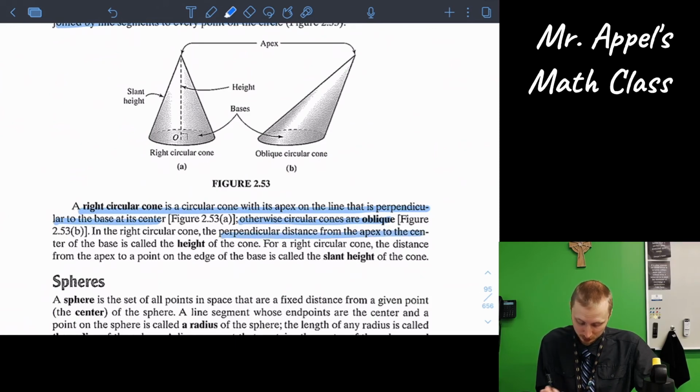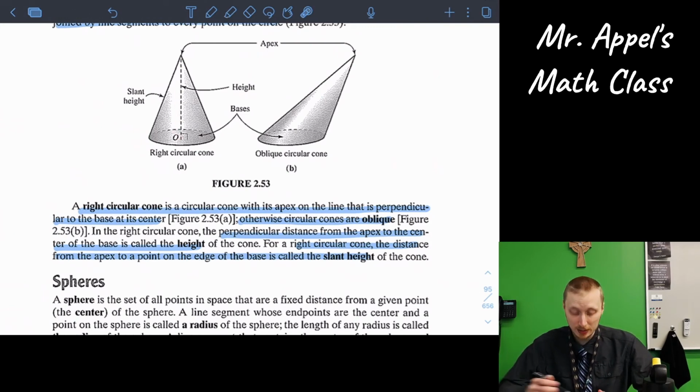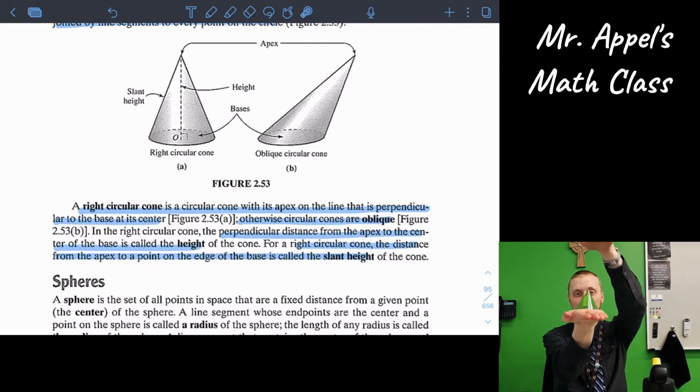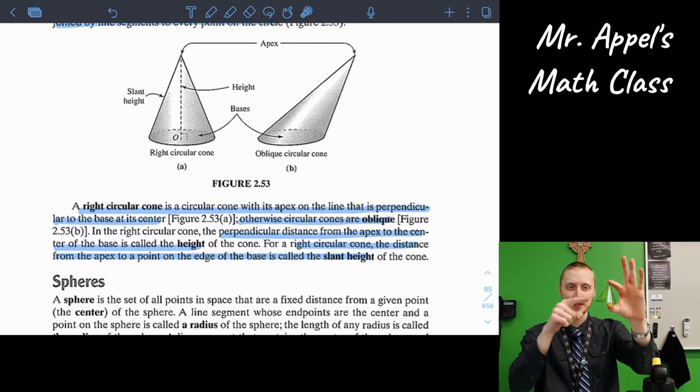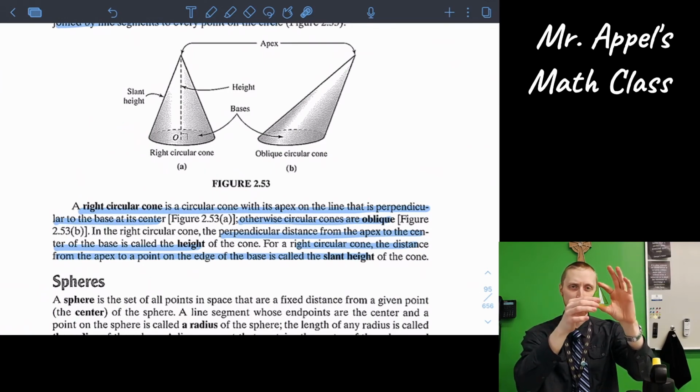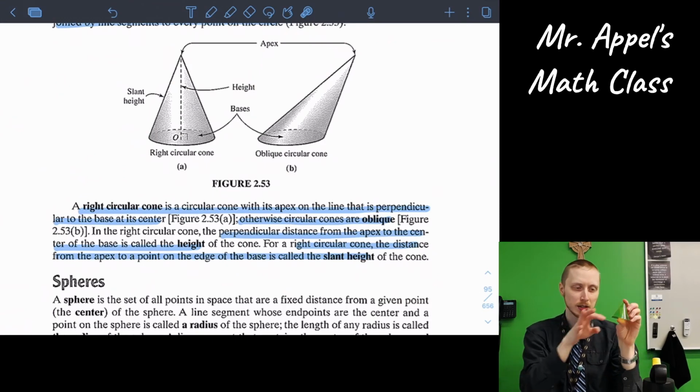So perpendicular distance is the height. For a right circular cone, the distance from apex to a point on the edge is called the slant height. So notice the difference there. Just like the pyramid, the true height is, if I place the cone between my hands, how far apart are my hands? That's the true height. The slant height is how far along the side. If this was a building and you wanted to climb the side of it, how far are you walking up the side of the giant cone?